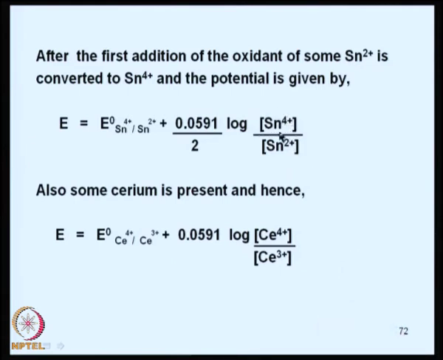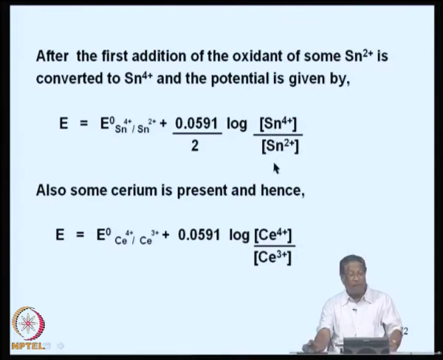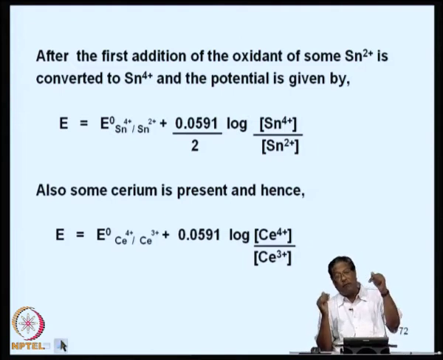Remember that both the oxidant and reductant are in solution now, so they will have a definite concentration. So, some ceric is also present now. So, we can write another Nernst equation for the ceric cerous system, that is E is equal to E naught ceric cerous plus 0.0591, only a single electron is required, and logarithm of ceric to cerous.